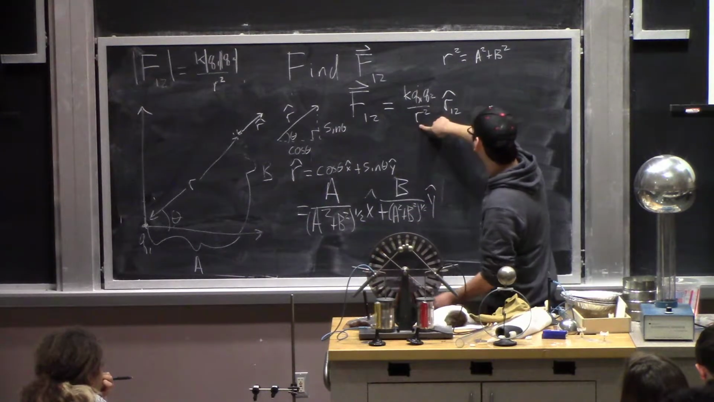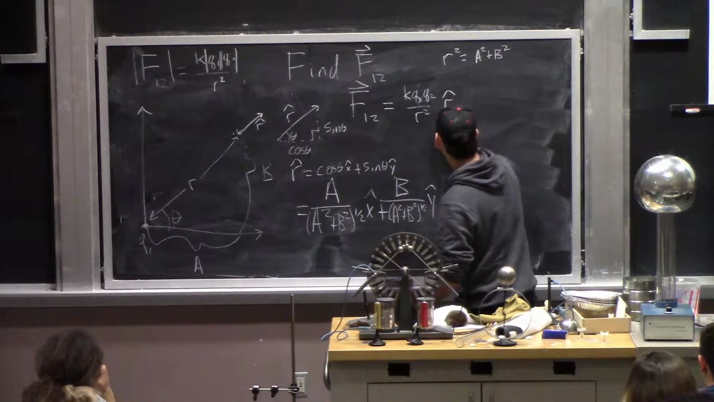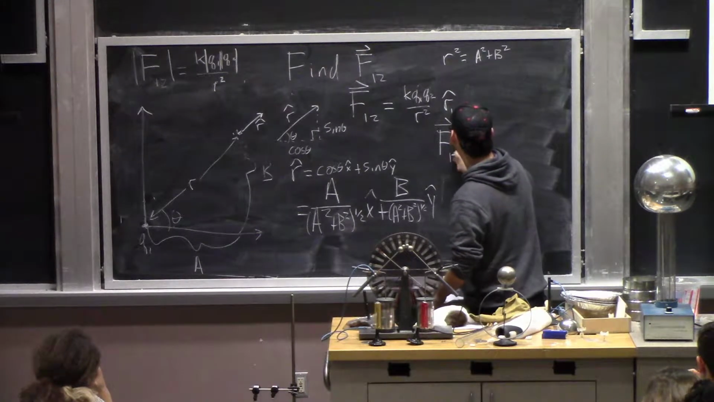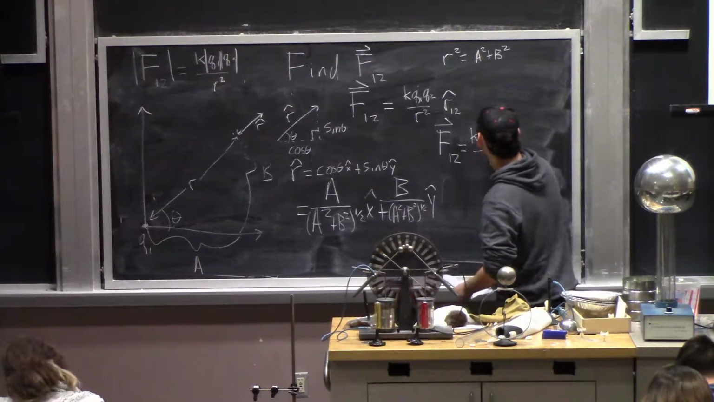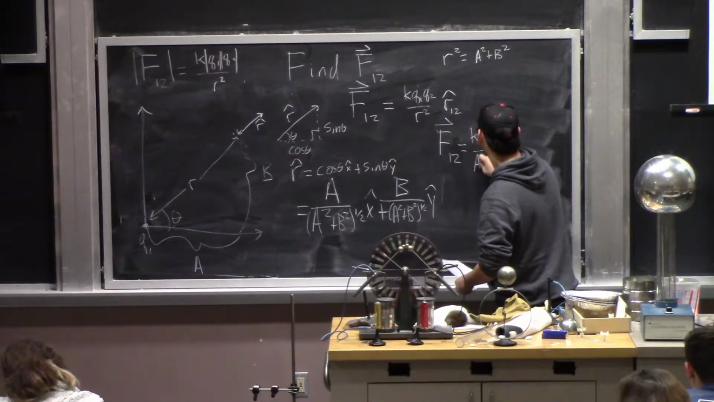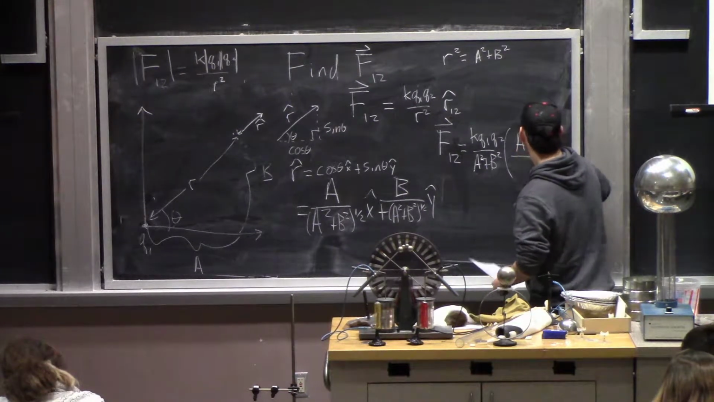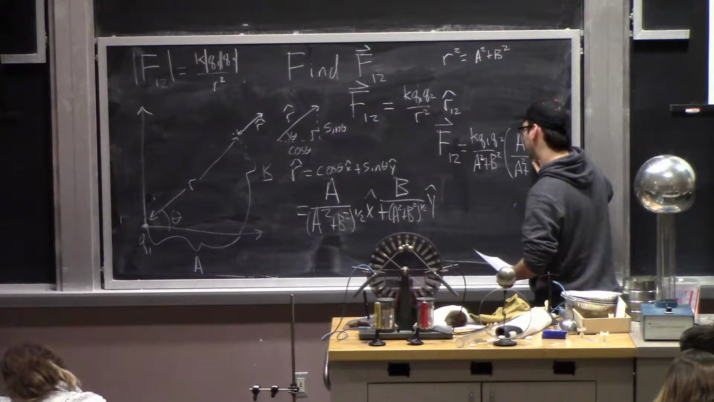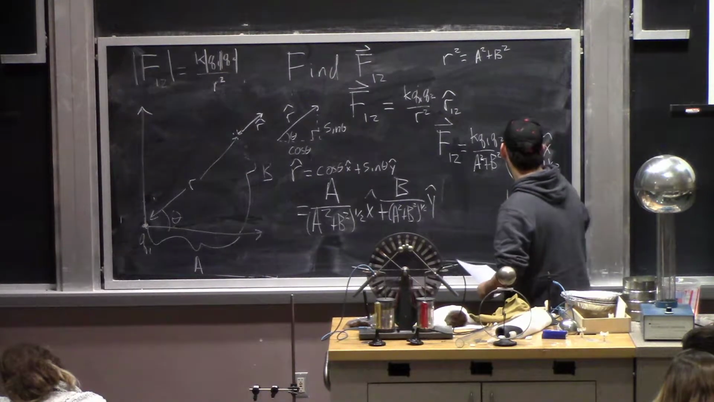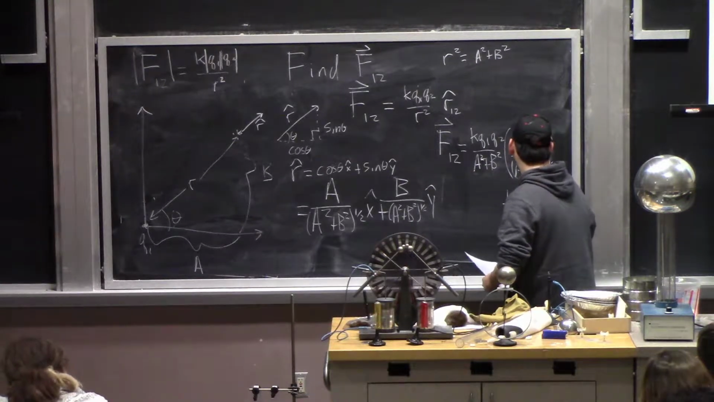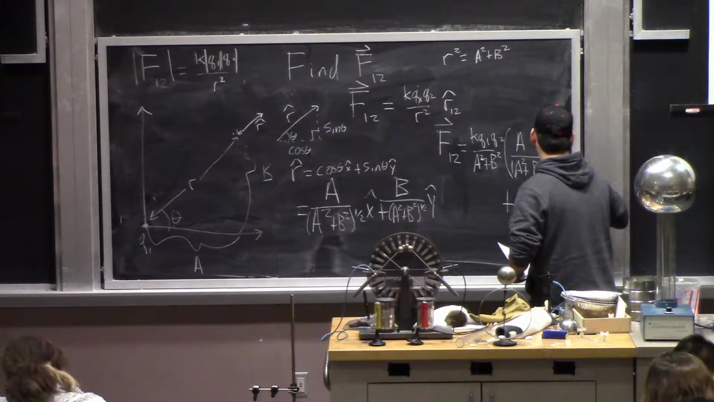So I have my r squared that's going to go here. I'm going to have my unit vector that goes here. And so in the end, what I'm going to have is F vector 1,2 is going to be equal to k q1 q2 over A squared plus B squared times A divided by A squared plus B squared to the 1/2 times x hat plus B divided by A squared plus B squared to the 1/2 times y hat. Okay.